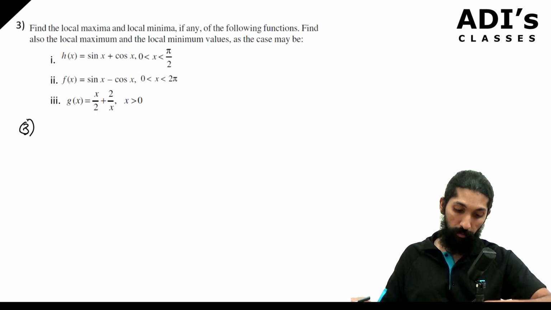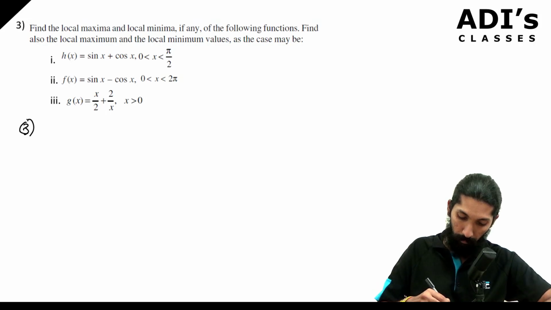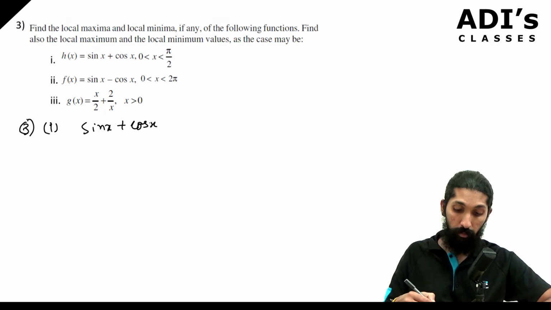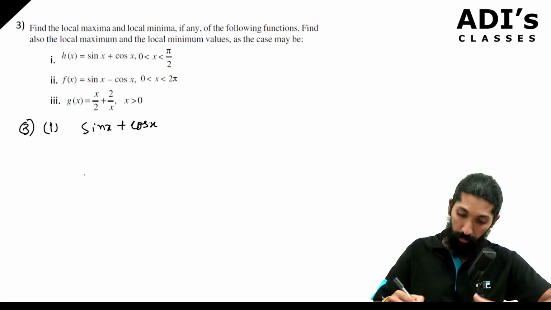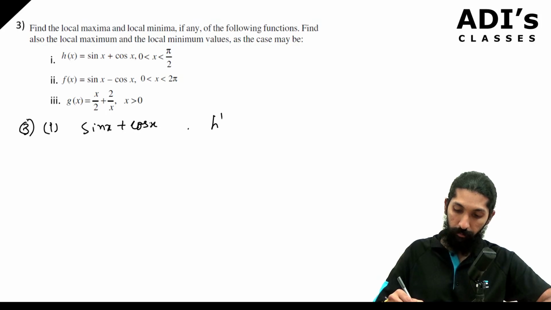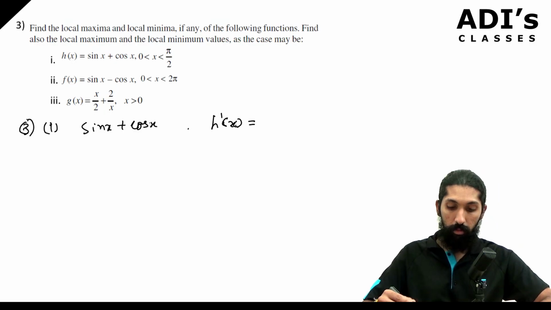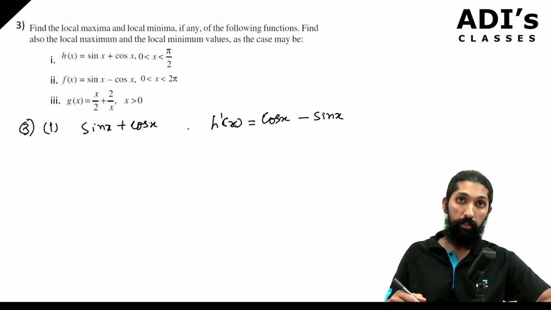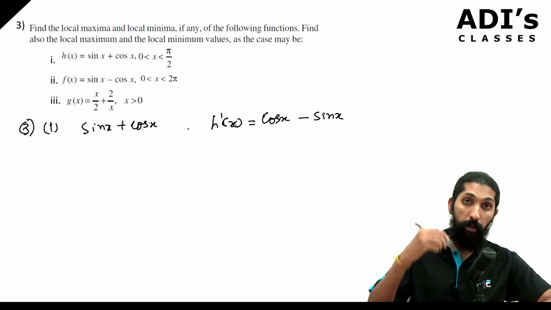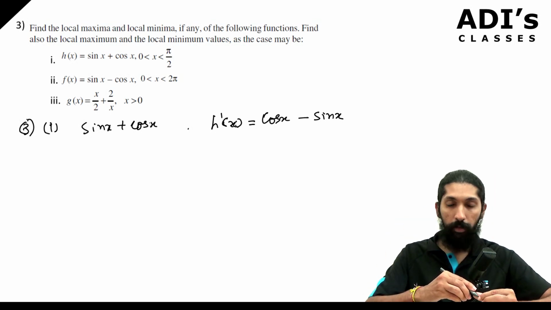Alright, so first let's take the first one, sin x plus cos x. And also you need to understand that the x value is in the first quadrant, 0 to pi by 2. Right? Differentiate. So you have h dash of x is equal to cos x minus sin x, correct? Cos x minus sin x. Equate it to 0. Remember the points of inflection and all we have to calculate.